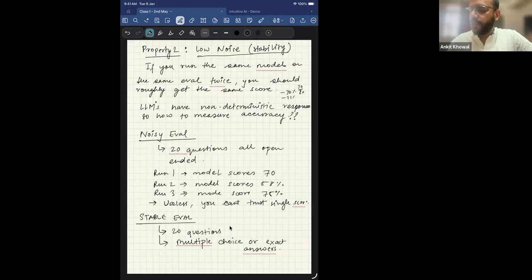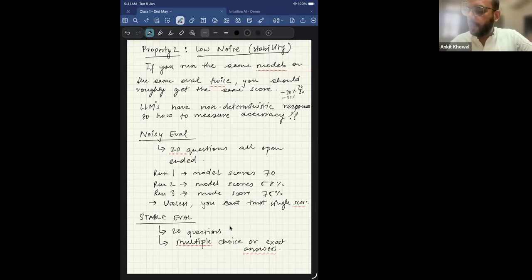Why? Let's take an example to understand this. We know that LLMs are non-deterministic in nature. They are probability based. It's not that if I give the same question, it will use the same words to answer it. It might use different words to give you the answer.